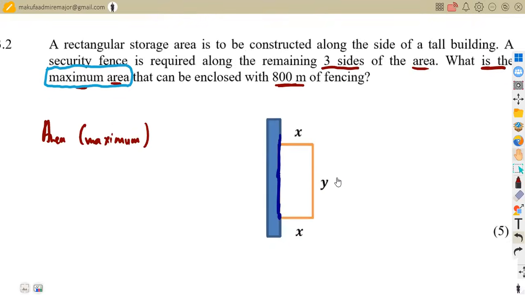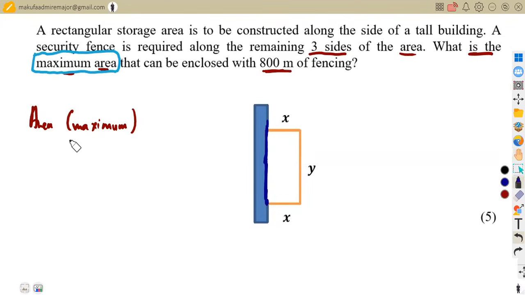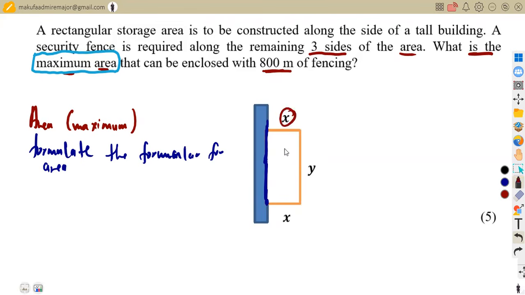So in this case that we have here, let us consider what we have. We are told that the area is supposed to be maximum, but we do not have an expression for that area. So we are supposed to formulate an expression for area, or the formula for area in this case. By formulating an expression for area, it must be in terms of one variable, either in terms of X or it can be in terms of Y.